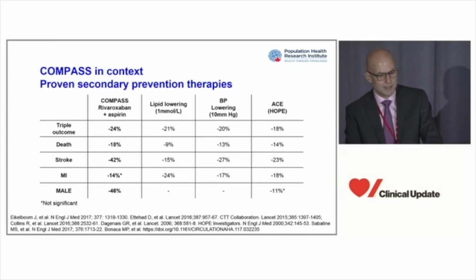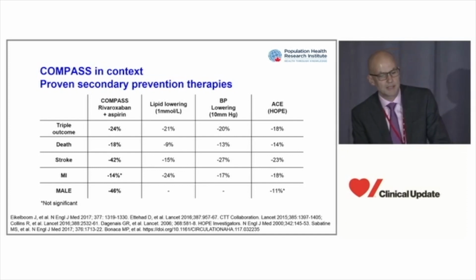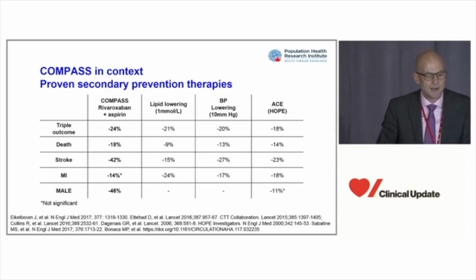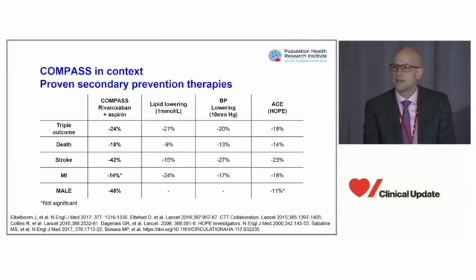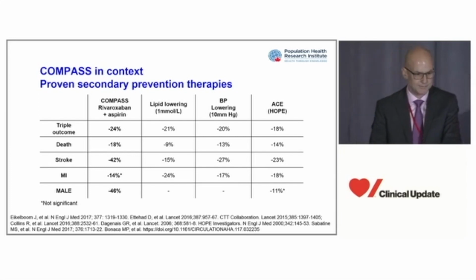Just to put that in context, and I've just mentioned the context, as you go from left to right on the screen, the COMPASS regimen, 1 millimole reduction in LDL cholesterol, a 10 millimeter reduction in blood pressure and ACE inhibition. And the triple outcome, mortality and stroke, stack up very nicely amongst the big players for long-term secondary prevention. The MI reduction is not significant in COMPASS, but it's almost in the ballpark of blood pressure lowering. And then we've got the male reduction by 46%.